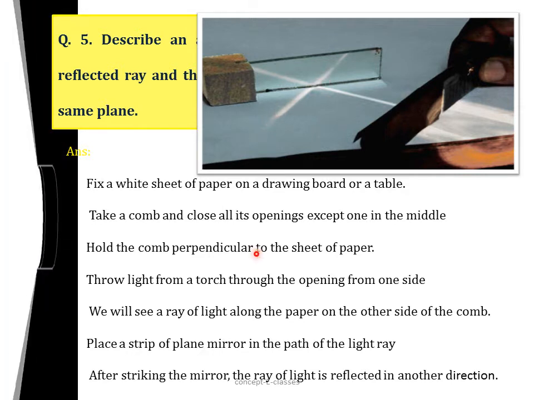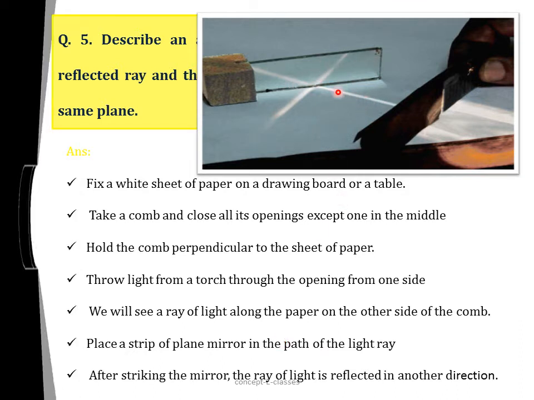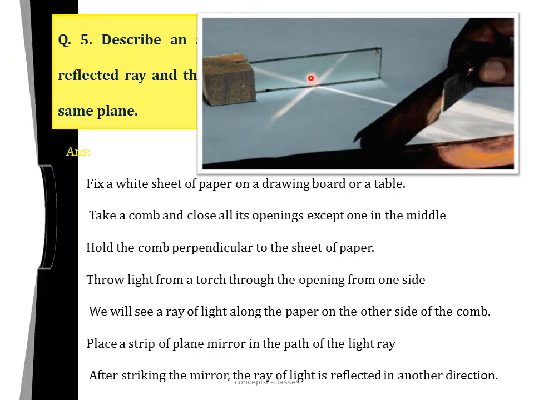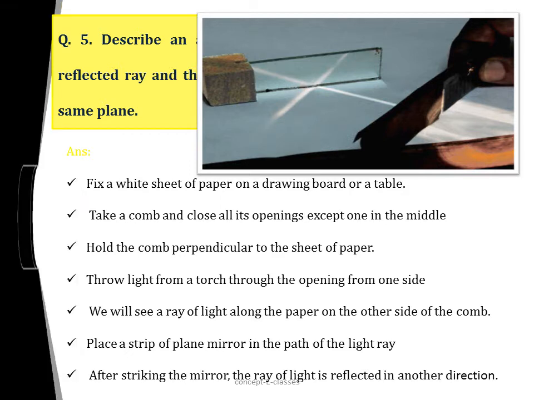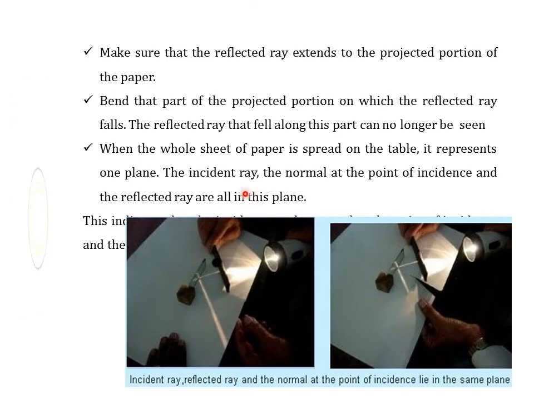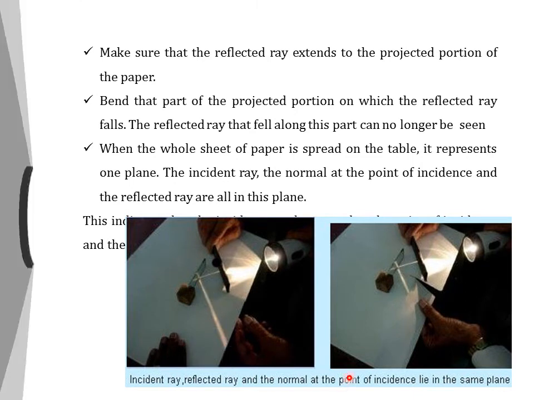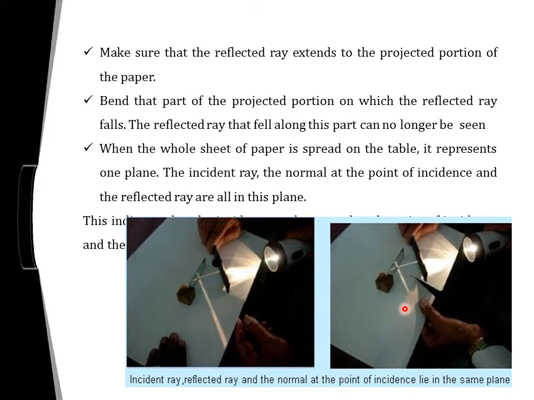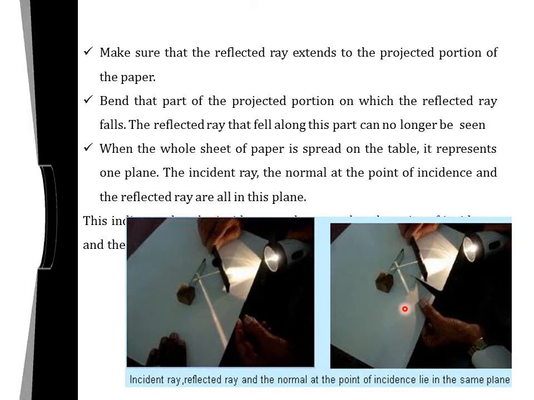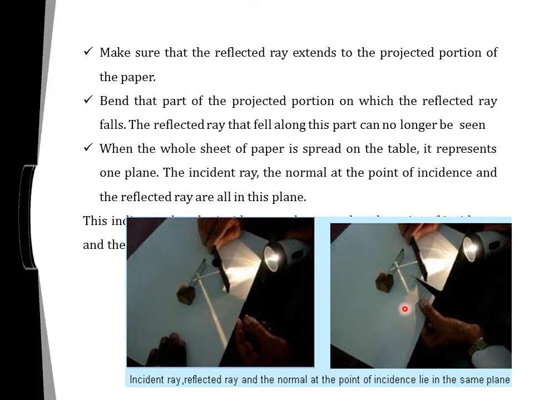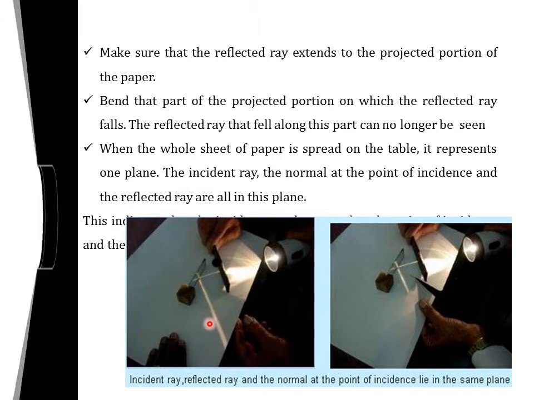Now place a strip of plane mirror in the path of the light ray. We can see that after this incident ray strikes the mirror, the ray of light is reflected in another direction, and this ray of light is the reflected ray. Now make sure that the reflected ray extends to the projected portion of the paper. Now bend that part of the projected portion in which the reflected ray falls. Can you observe the reflected ray? No, the reflected ray that fell along the path cannot be seen. Now bring the paper back to its original position. We can see the reflected ray.